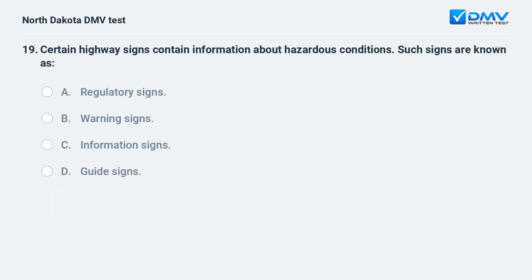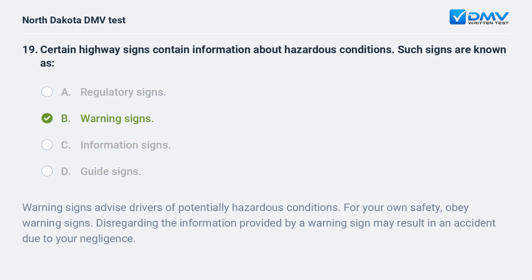Certain highway signs contain information about hazardous conditions. Such signs are known as: A. Regulatory signs. B. Warning signs. C. Information signs. D. Guide signs. B. Warning signs. Warning signs advise drivers of potentially hazardous conditions. For your own safety, obey warning signs. Disregarding the information provided by a warning sign may result in an accident due to your negligence.